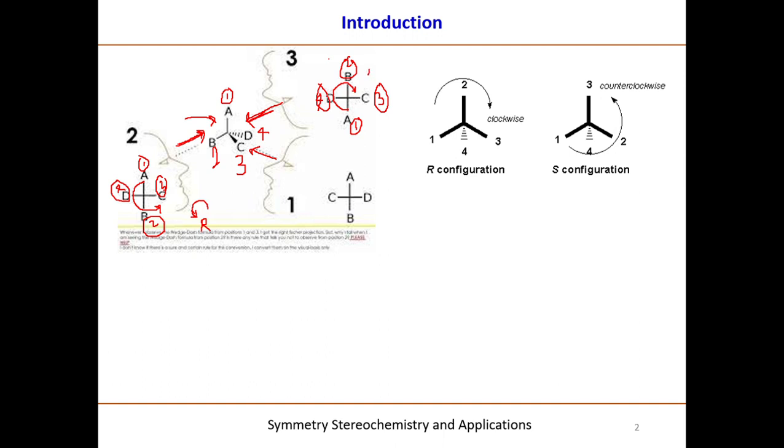But the 4, as we have discussed here, the lowest priority group, is present on the horizontal line, then it will become S. S, correct?